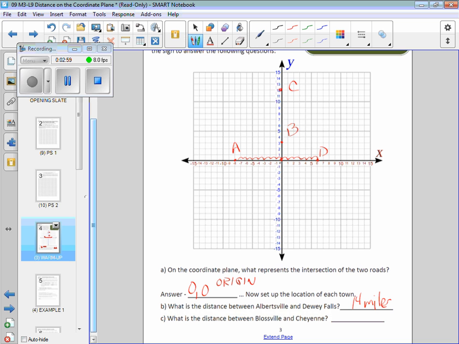Anthony. Yeah, you add their distances from 0, which in essence is their absolute values. The absolute value of -8 is 8. You're 8 units away from 0. The absolute value of 6, obviously, is 6. And if you add it together, you get 14. Now let's take it a step further. What about the distance between Blossville and Cheyenne?